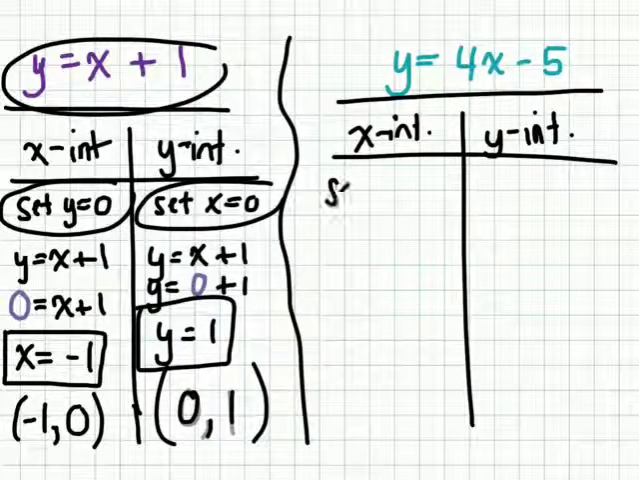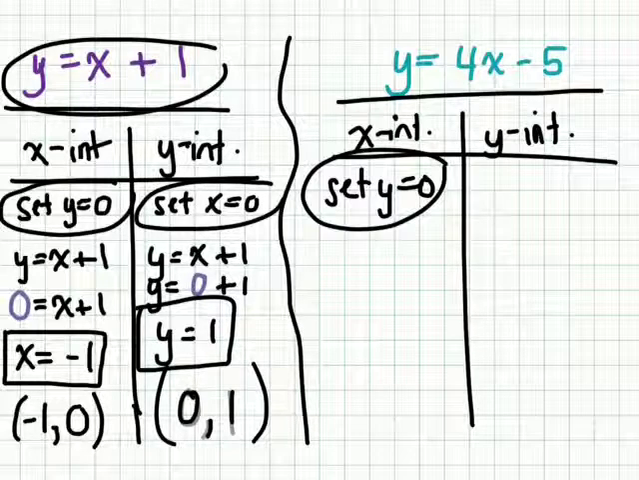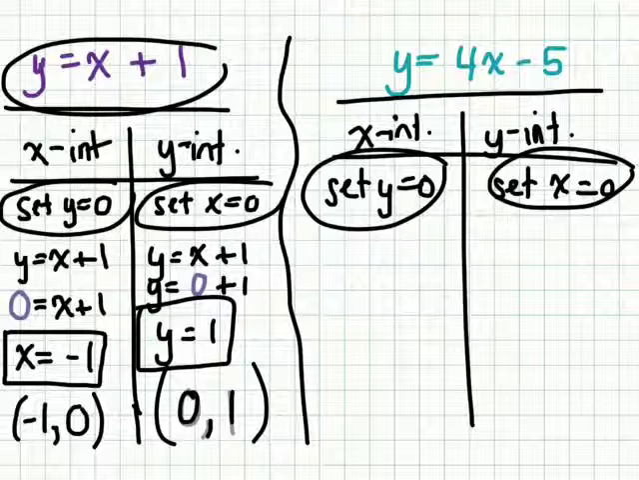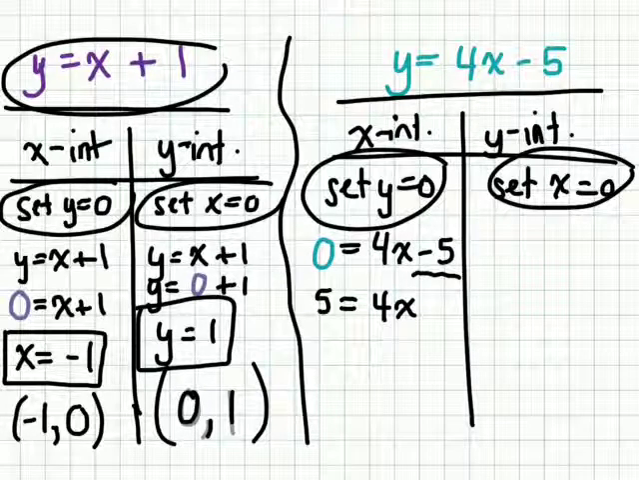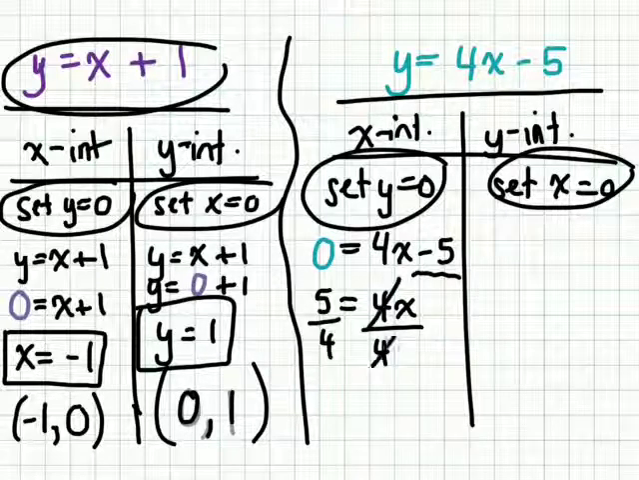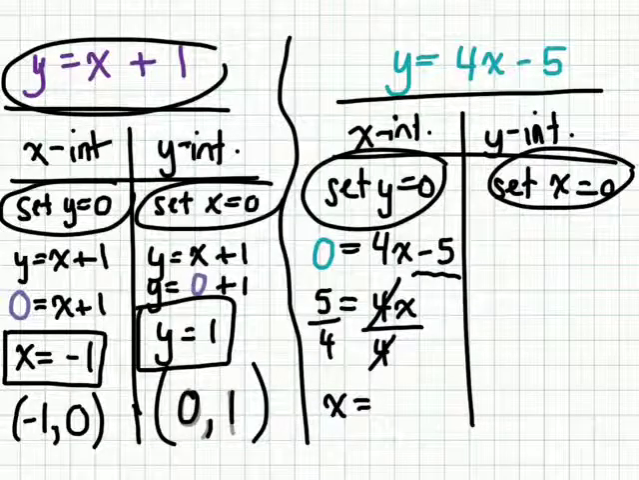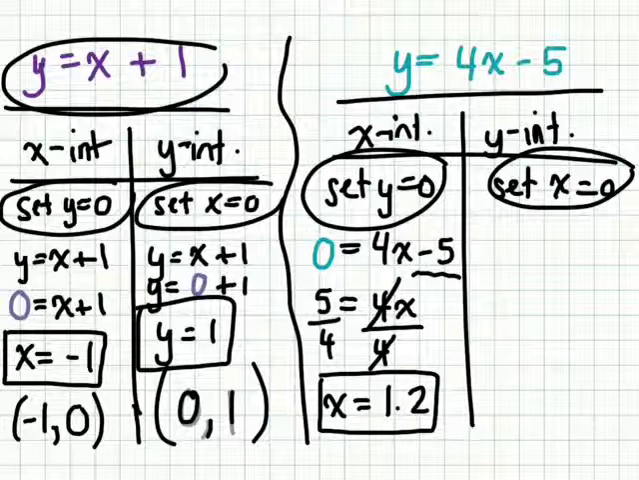Okay, so again, set Y equal to 0 to find the X-intercept, and set X equal to 0 to find the Y-intercept. So in the equation, 0 equals 4x minus 5. -5, bring it to the other side, it becomes +5. How do I solve for x? How do I isolate x? What do I have to do to both sides? Divide both sides by 4. Good. This cancels out. X equals 1.2. So this is where my second line intercepts the x-axis.